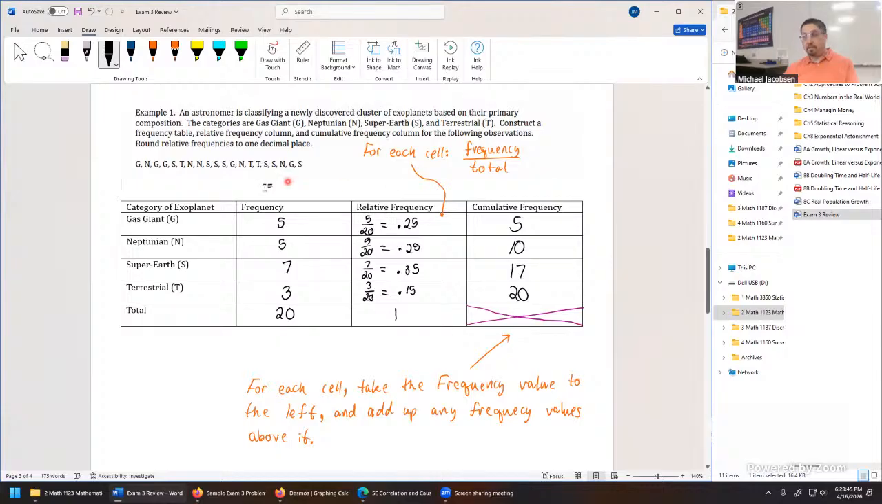So that's the 3 different columns that we would have to build. And that's where the problem ends. For a problem like this, if we wanted to do more, you could build a bar chart based off the frequency, or a bar chart based off the relative frequency, but I separate that out as a whole different problem, either building a bar chart or a histogram.